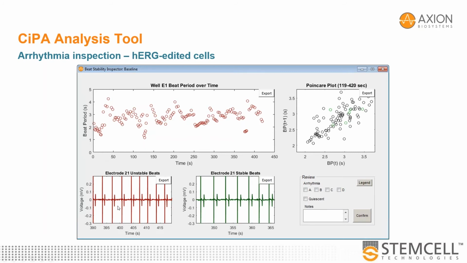These plots on the bottom display segments of raw data, and we can see here the unstable beating in these plots also, with some long beats followed by shorter beats, illustrating the arrhythmia.